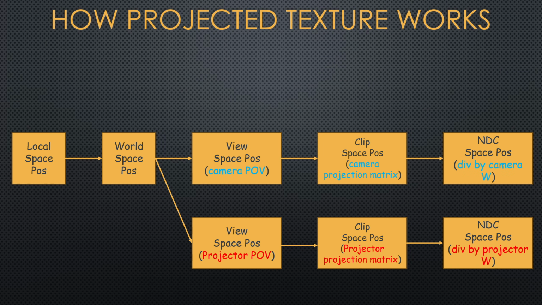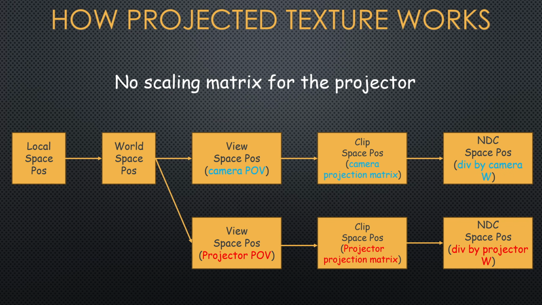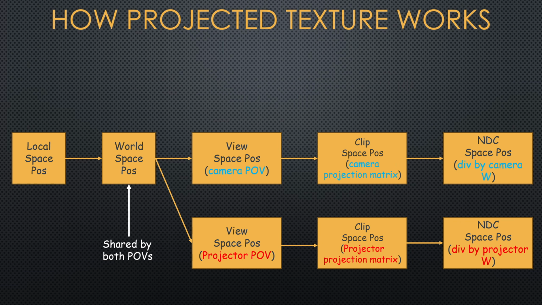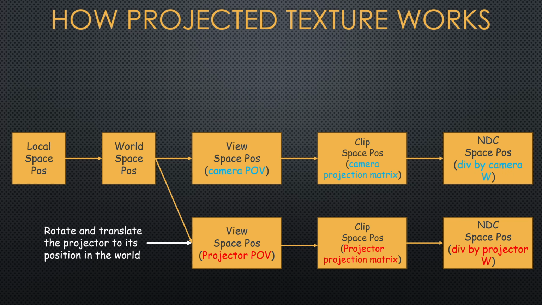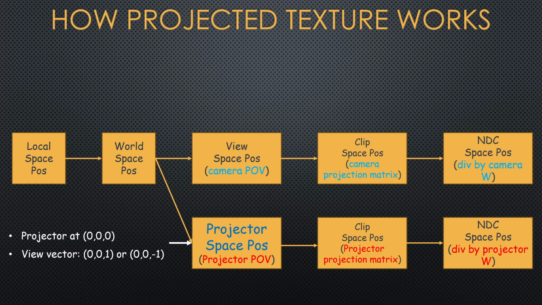Let's see how to modify the standard process in this case. The projector doesn't have a physical shape, so we don't need any object space matrix for it, and because it functions like a camera, we don't need a separate world space matrix. The view space matrix will directly place the projector in the scene and point it in the right direction. This will essentially create a projector space with the projector at the origin, looking along the positive or negative z-axis, depending on the coordinate system.